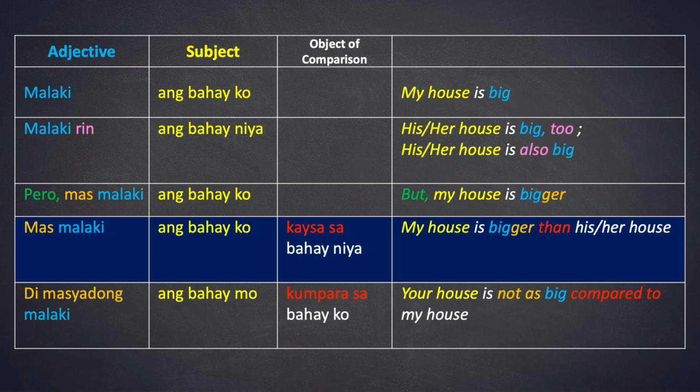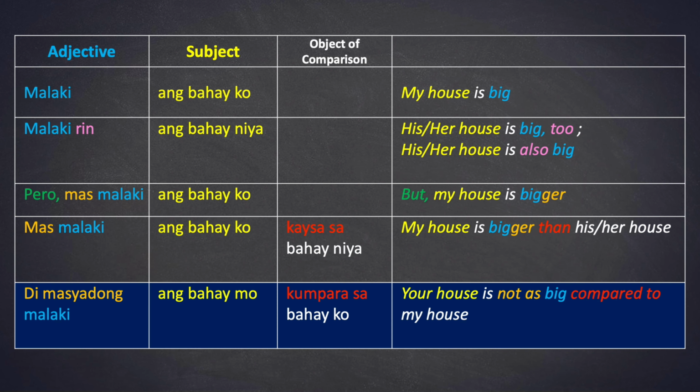Mas malaki ang bahay ko kaysa sa bahay niya. My house is bigger than his or her house. In this instance, we use the indirect marker sa because the word bahay is a common noun. The same rule is used in the following sentence. Di masyadong malaki ang bahay mo kumpara sa bahay ko. Your house is not as big compared to my house. So, it is kumpara sa and not kumpara kay.